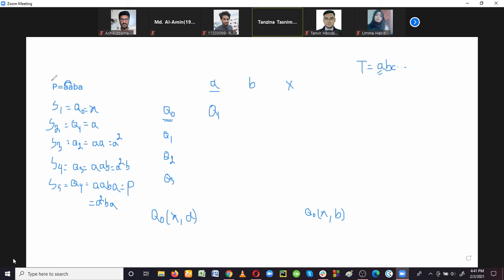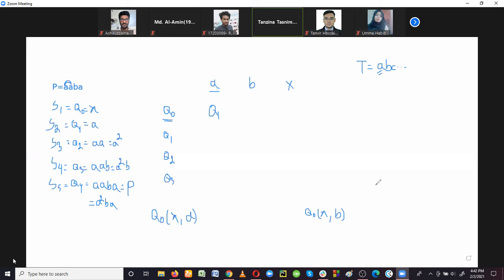When the pattern is AABA, we have a total of 5 states: Q0, Q1, Q2, Q3, and the last one is our destination, the pattern. Each of these states has some value: Q0 equals lambda, Q1 equals A, Q2 equals AA, Q3 equals AAB. When the algorithm reads characters from the text, the character can be A, B, or any other character. That's why we're preparing the table: what will happen when the algorithm reads A, B, or X?